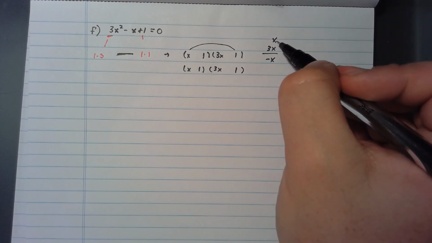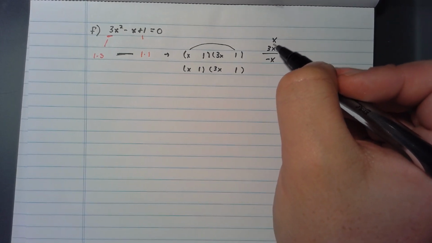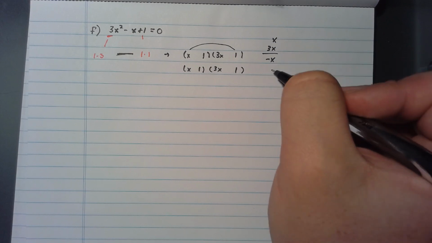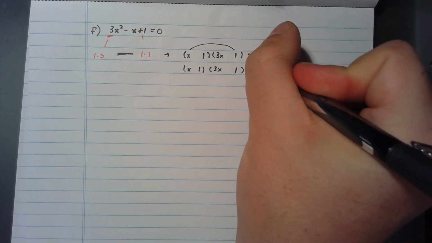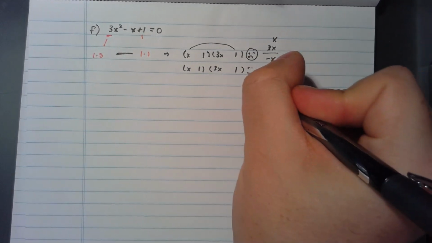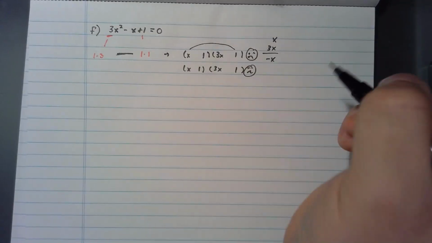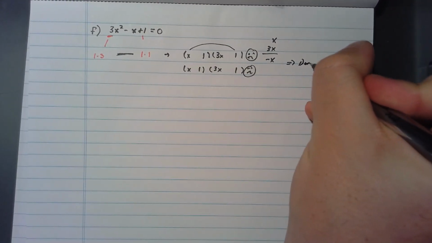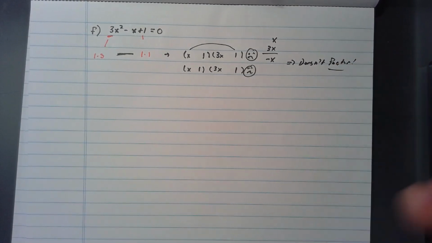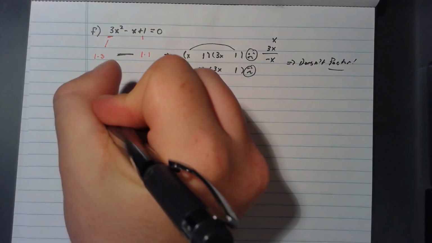No. If I add these together, I could get 4x, or -4x, or if I subtract, I could get 2x, or -2x. I'm never going to get -x. So that doesn't work, which means this one doesn't work either, because it's the same thing, which means it doesn't factor. Okay. So that means I have to do completing the square or the quadratic formula. Let me do completing the square.